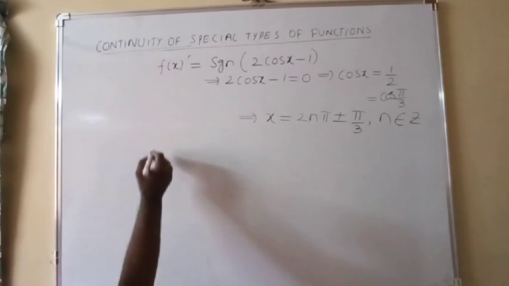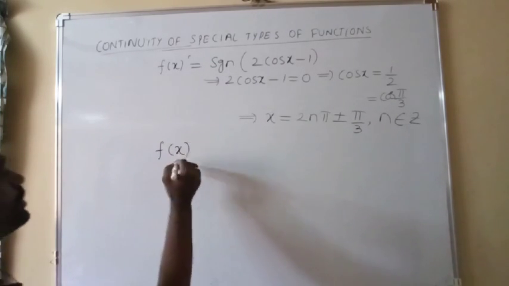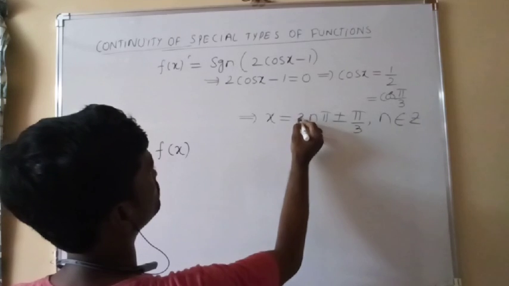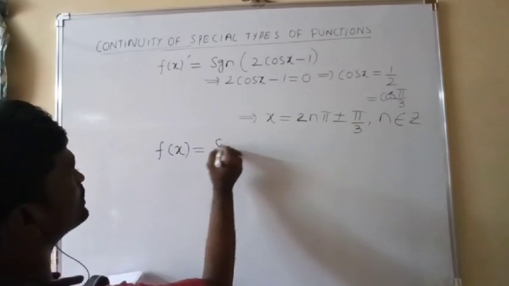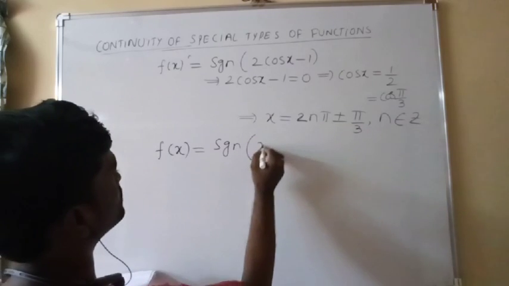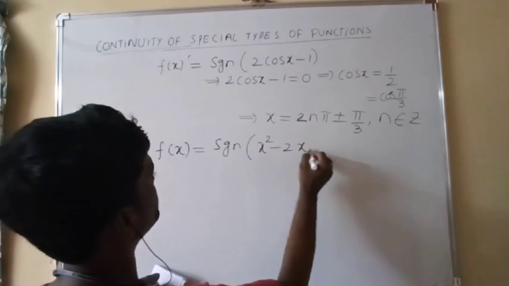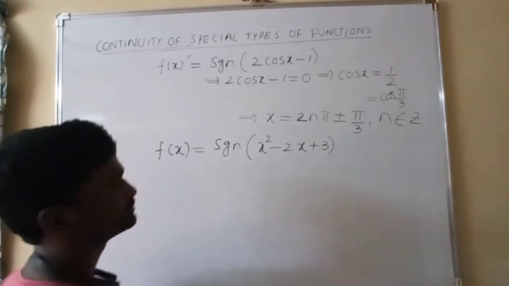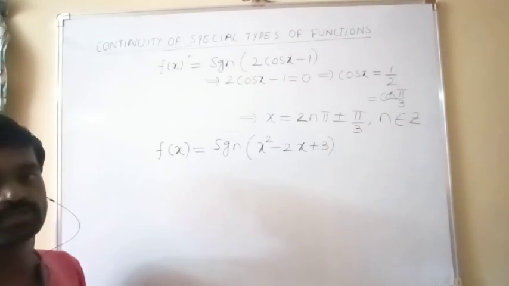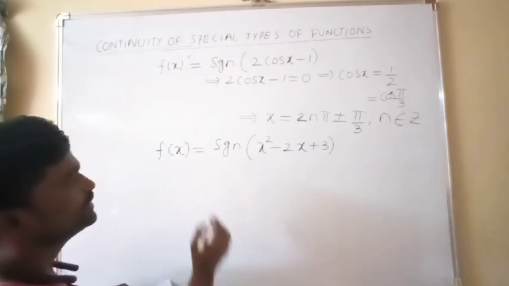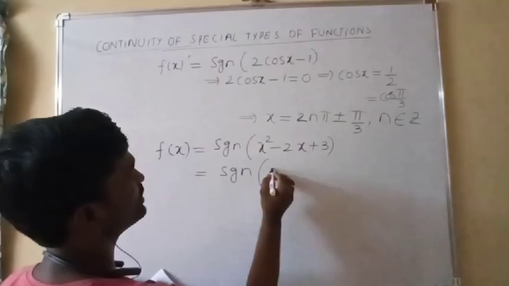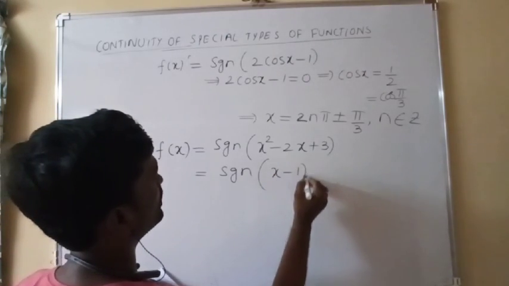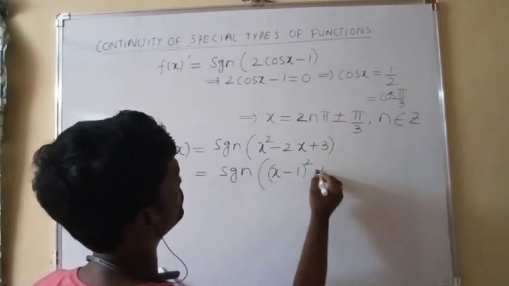The next question: f of x is equal to signum of x square minus 2x plus 3. Where is this function discontinuous? Here, we can simplify x square minus 2x plus 3 as x minus 1 whole square plus 2. Correct?